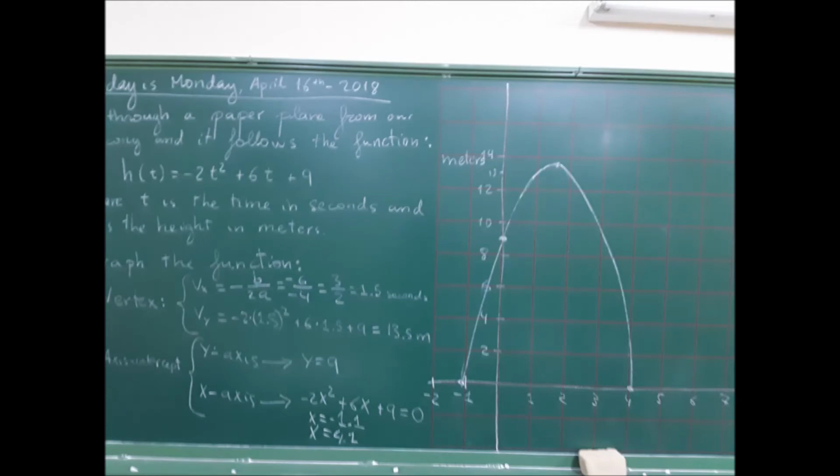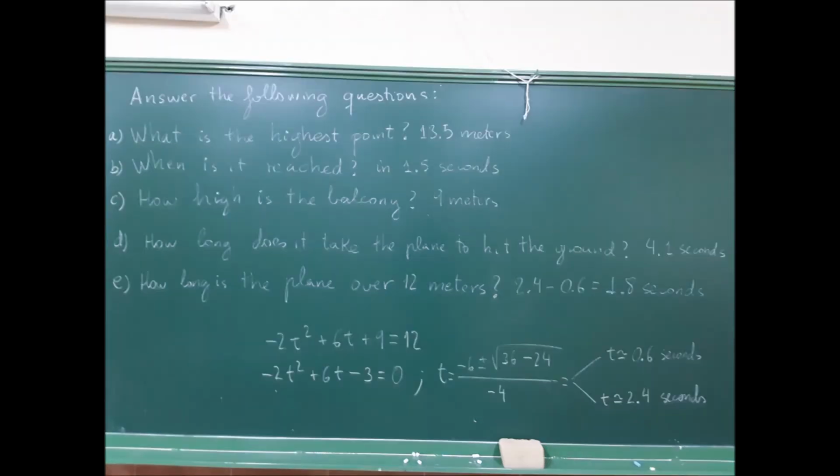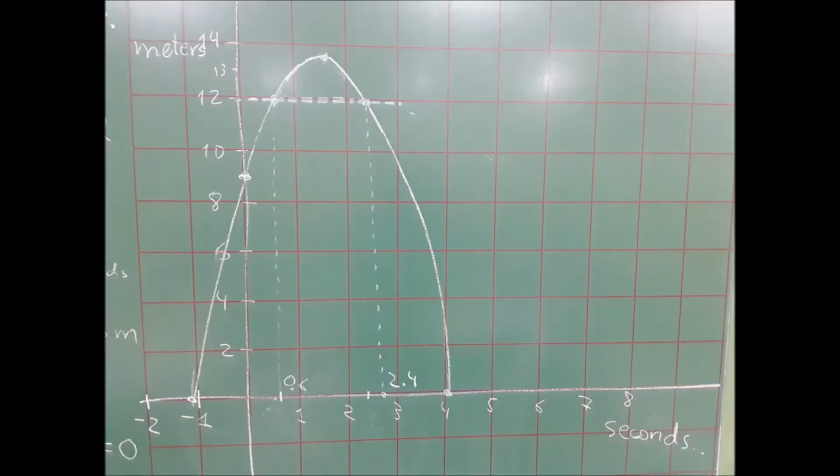And just by looking at this graph, we can easily answer the following questions. And here you have the answers. The last one is the only one that needs a little bit of maths, which is explained here for you. Here we can see in the graph how the plane is over 12 meters high between 0.6 and 2.4 seconds.